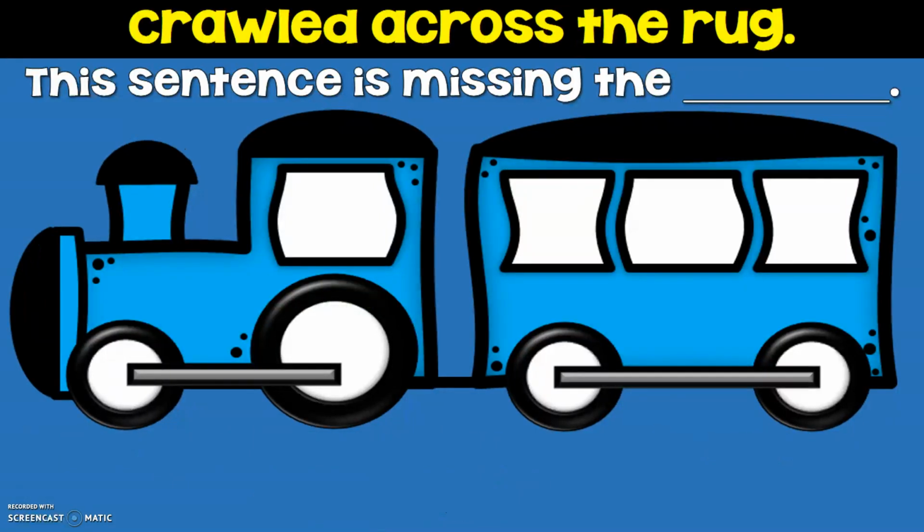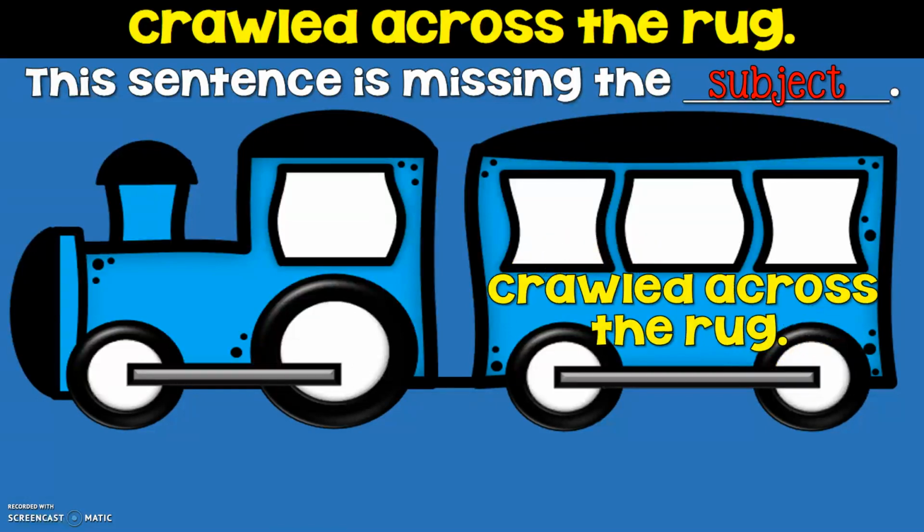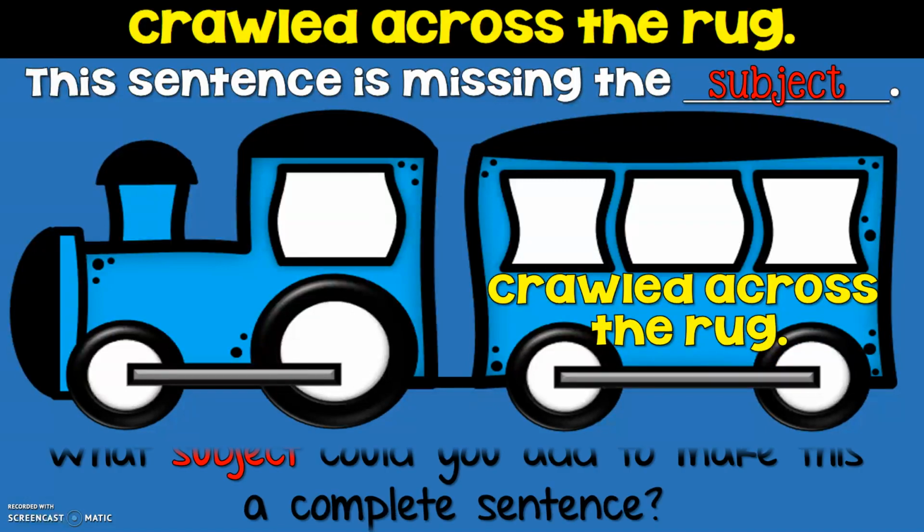Next sentence. Crawled across the rug. What is this sentence missing? Crawled across the rug. I know you know this. If you said subject, you are correct. Who or what crawled across the rug? We don't know. It's not telling us. So we place our predicate on the caboose of our train. And then we need to come up with the subject that would make this a complete sentence. So who or what crawled across the rug?